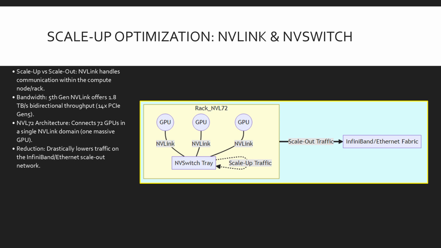This diagram separates the two traffic domains. Inside the rack, on the left, 72 GPUs connect via NVSwitch trays using NVLink. This supports the massive bandwidth needed for model parallelism. Only the traffic that needs to leave the rack, scale-out traffic, traverses to the InfiniBand or Ethernet fabric on the right. By handling the heavy lifting inside the rack with NVLink, we optimize the overall topology performance.